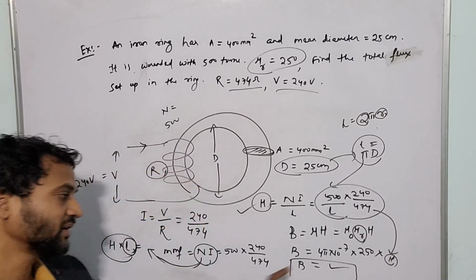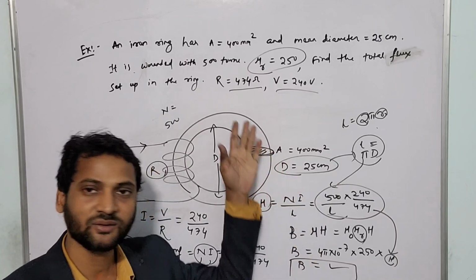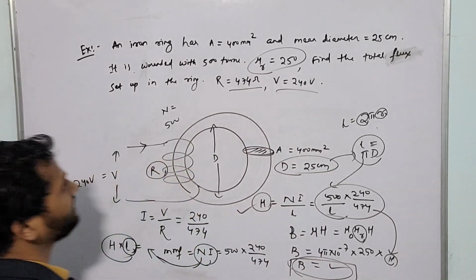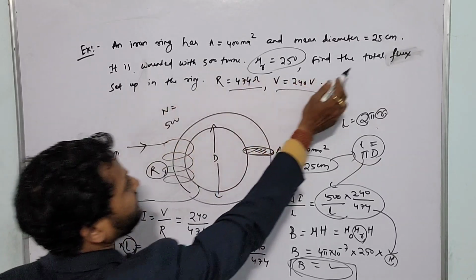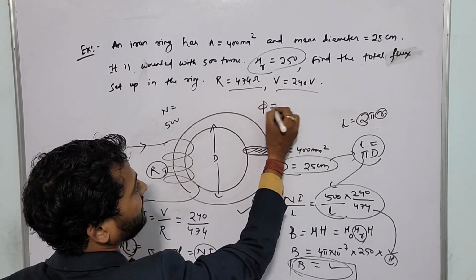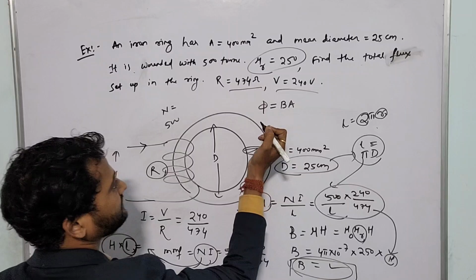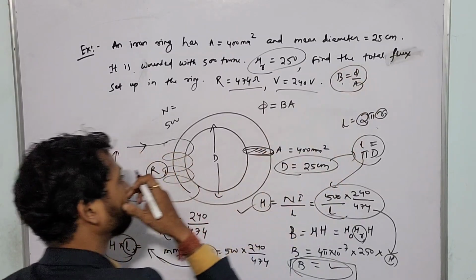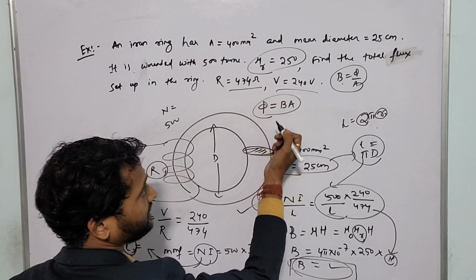Any doubt? You calculate and write in comment box. मैं calculation नहीं कर रहा हूँ, ठीक है. So ये B मिल गया. B मिलने के बाद क्या चाहिए हमें? हमें क्या चाहिए? Find the total flux. Flux का फॉर्मूला क्या है? B into A. अरे B is equal to flux upon area. Magnetic field is magnetic flux upon area. Flux is magnetic field into area.